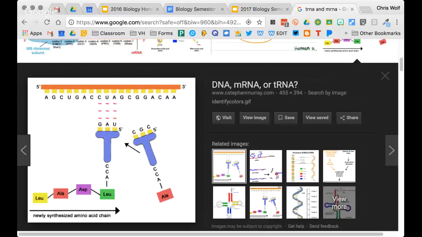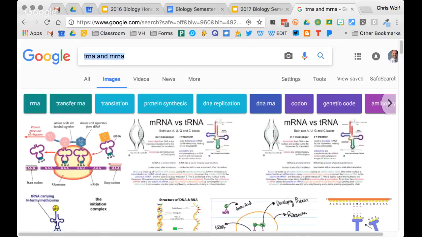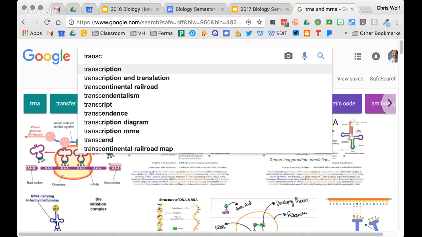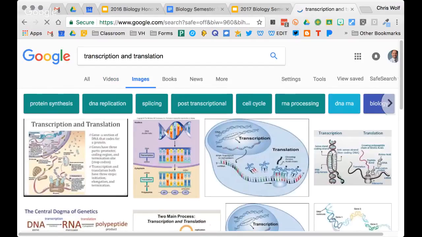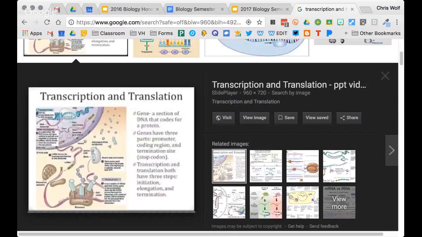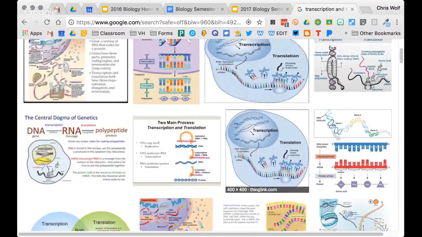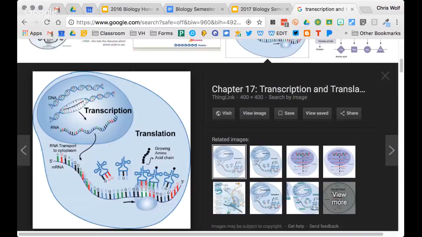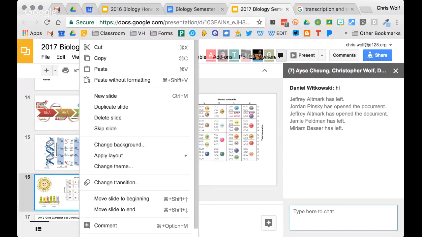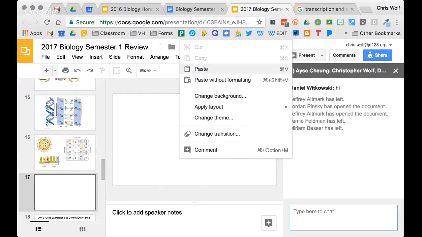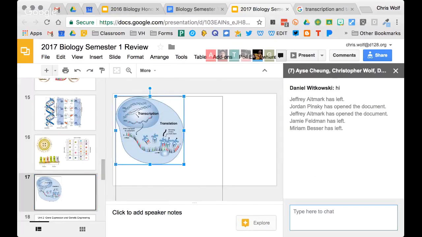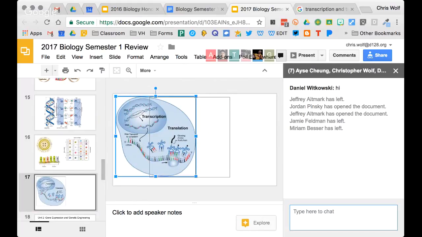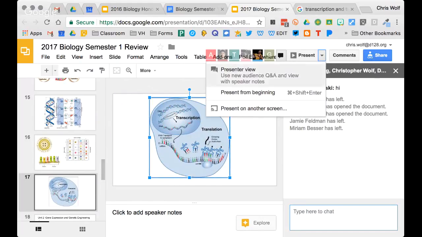So let me go find a picture of transcription translation. See if we can find a good one. Yeah, this is a little complicated, actually. This is a good one. Let's take a look at this picture. Let me throw this in the slide deck. Really good question that was brought up here.